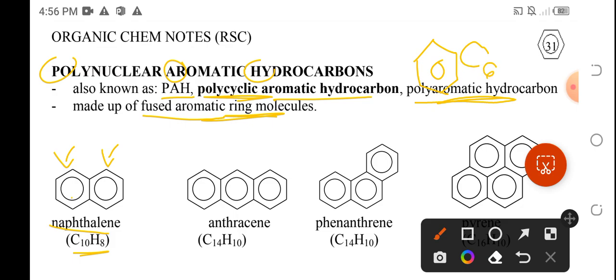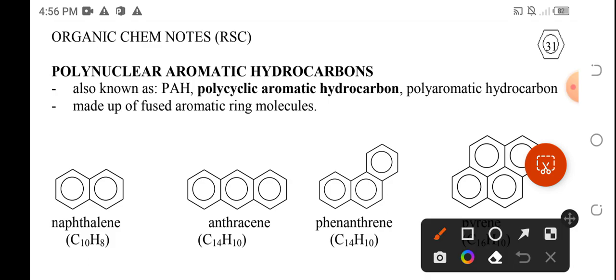lang yung molecular formula ng isang benzene ring. Remember that ang isang benzene ring ay C6H6. So pag dalawa, hindi pwedeng C12H12. Okay? So tingnan natin kung bakit C10H8 lang siya. If we're going to draw this one, okay, so dalawang benzene ring yan.